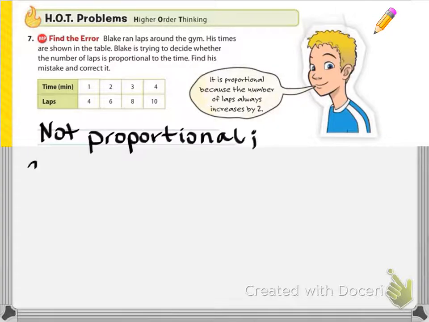Alright, this is a find the error problem, and you need to do just that. The boy says that his laps, the running, is proportional because if you look at the laps, it increases by 2 each time. And while it forms a pattern and increases by 2 each time, moving from the top row down to the bottom row, that is not proportional going all the way across. And here's a little work to prove it.